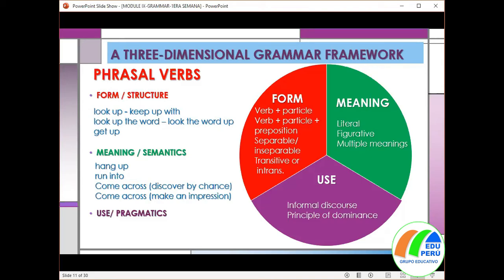But if you use this verb as an intransitive, notice that some verbs are transitive and intransitive, the meaning is other. The meaning is make an impression. It's the same phrasal verb, but with two different meanings because of the type of the verb, if it is transitive or intransitive.